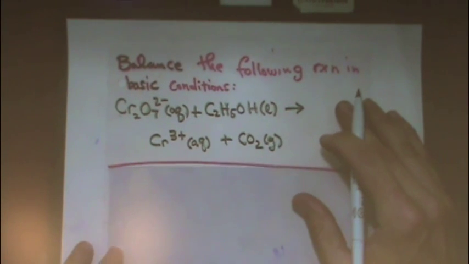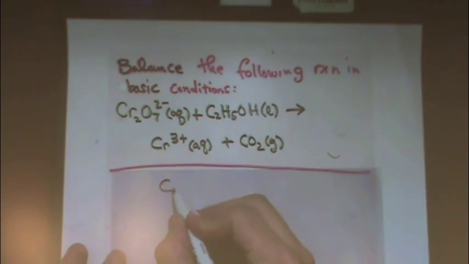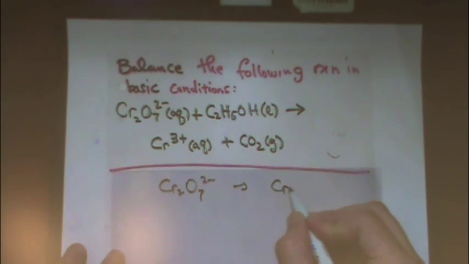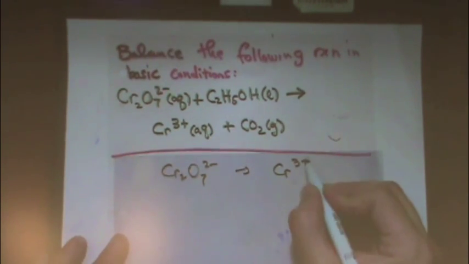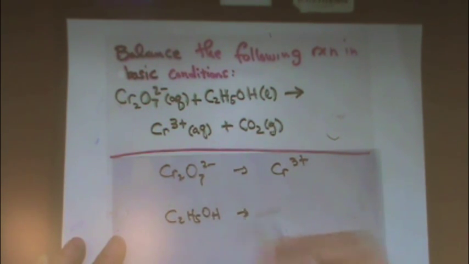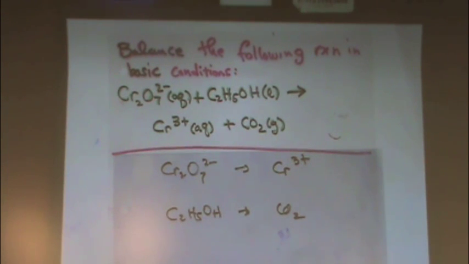Okay, so how do we do this? Put likes with likes: Cr2O7 2- goes to Cr3+, and then put the one with carbons together, C2H5OH goes to CO2. Okay, so we split likes and likes. Everyone has 4 steps. So let's do the top one.